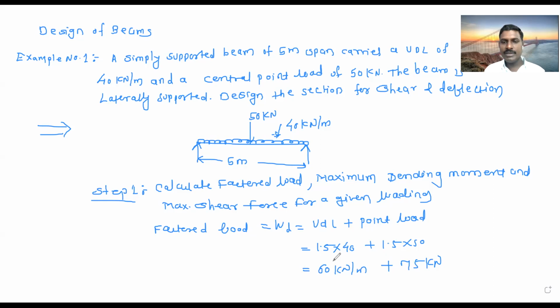So we will keep these as they are because we cannot add them. We have to use this 60 kilonewton per meter as it is, and we have to use 75 kilonewton as it is. You can factor them separately without combining them, because they cannot be added, since this is 60 kilonewton per meter and this is 75 kilonewton. So keep as it is.